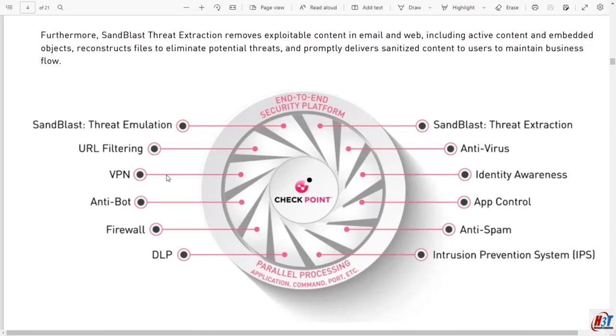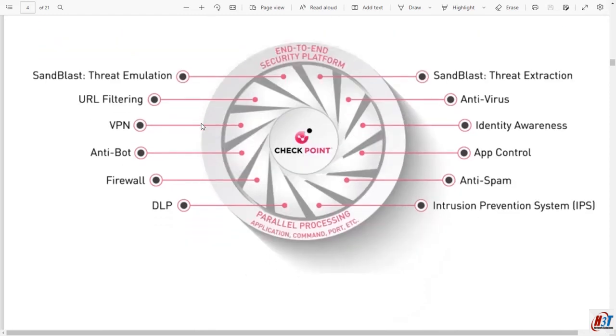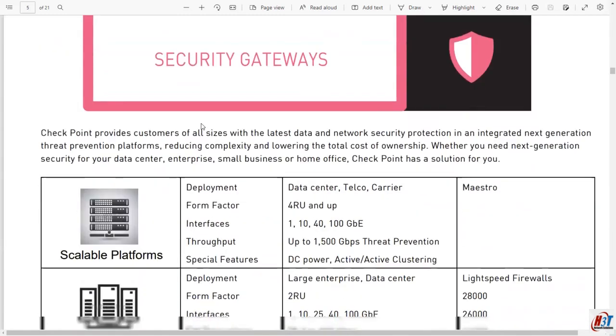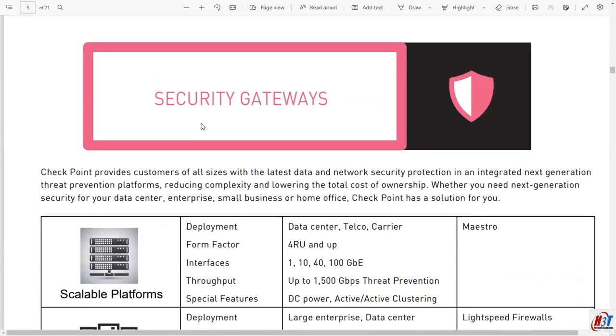You have the anti-bot feature, the firewall, data loss prevention, the IPS, anti-spam, app control, identity awareness, and the antivirus. So this is the whole picture of the features that you will get in the solution. Now, what Checkpoint calls the firewalls is security gateways, right?